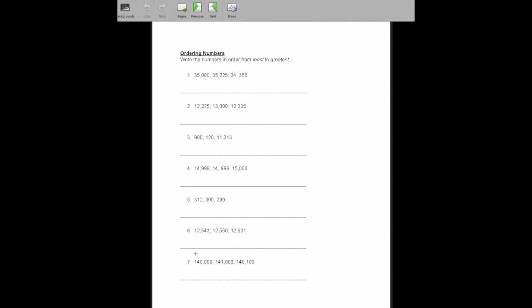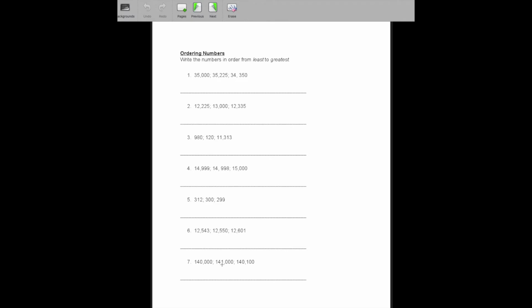Moving on, we're going to review number 7. So how you do this is you compare how many digits there are for each number. So for this number, there are 6, this number, there are 6, and this number, there are 6. So we're going to compare digit by digit from left to right. There's a 1, 1, and 1. They're all equal, so you move on to the next digit. 4, 4, and 4. They're all equal, so you move on to the next digit.